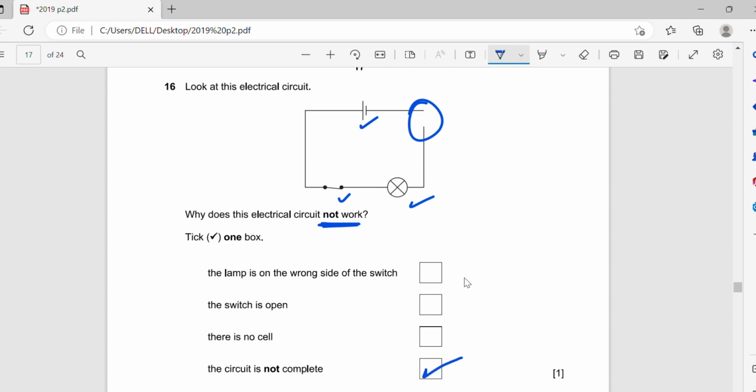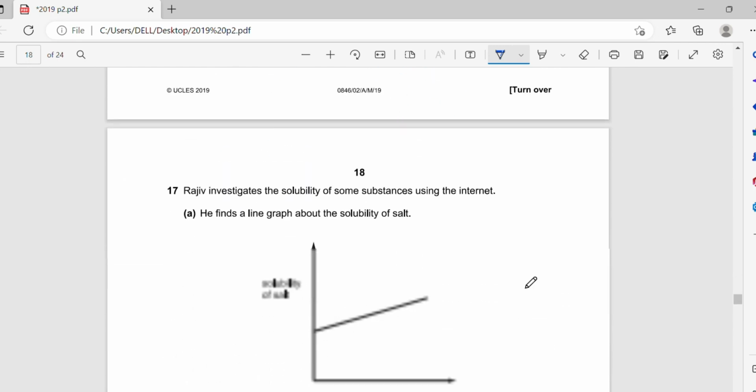Let's look at the other answers. There is no cell, wrong. There is a cell. The switch is open? No, the switch is closed. The lamp is on the wrong side of the switch? No, it's on the right side. So the answer is indeed that the circuit is not complete.